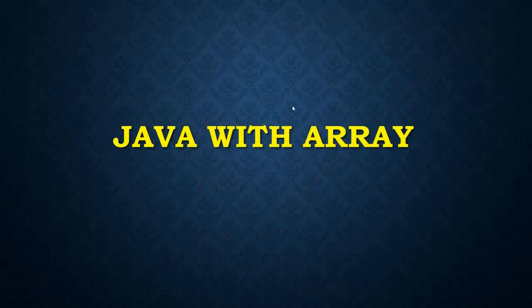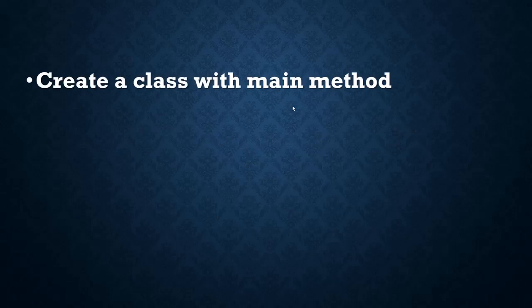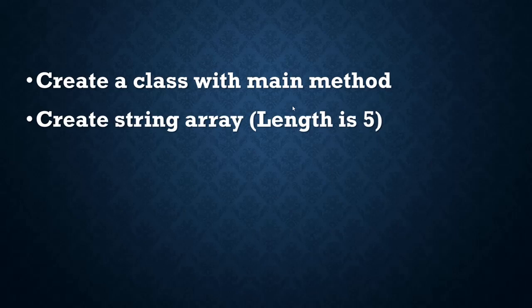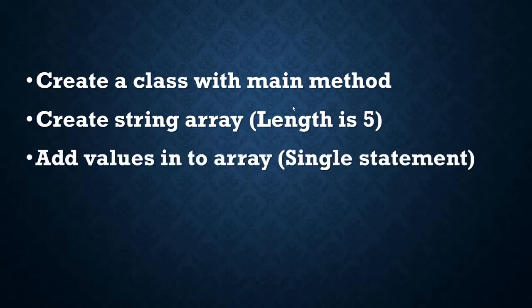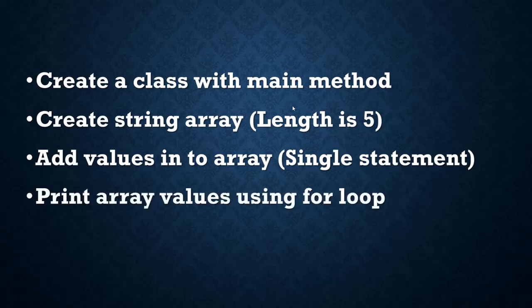Now I'm going to write a Java program. How are we going to write it? First, create a class with main method. Create a string array, length is 5. Add values into the array in a single statement, and print the array values using a for loop. What do you mean by for loop? If you don't know what is a for loop, just refer to my previous video.